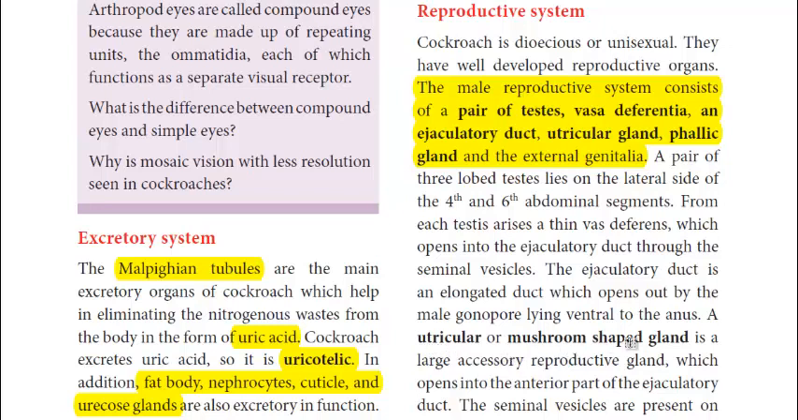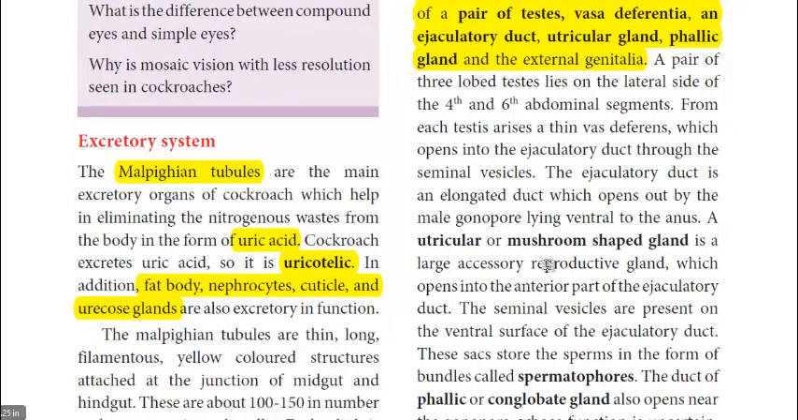The utricular or mushroom-shaped gland is a large accessory reproductive gland which opens into the anterior part of the ejaculatory duct. So apart from the reproductive organs, they have accessory glands that are very helpful for reproduction, and that gland is called the utricular or mushroom-shaped gland. It is called an accessory reproductive gland.